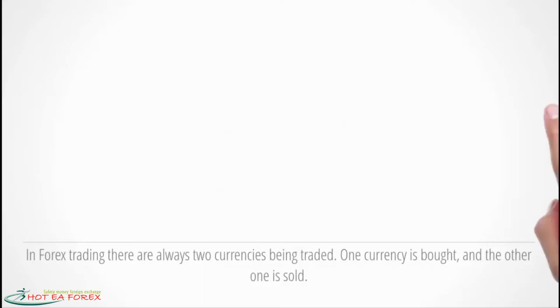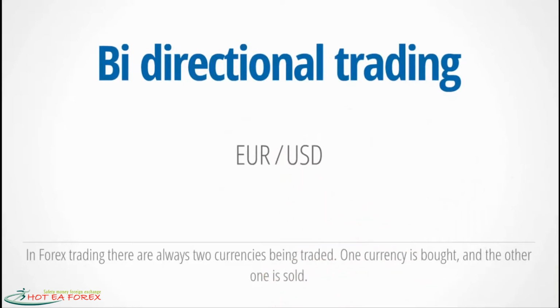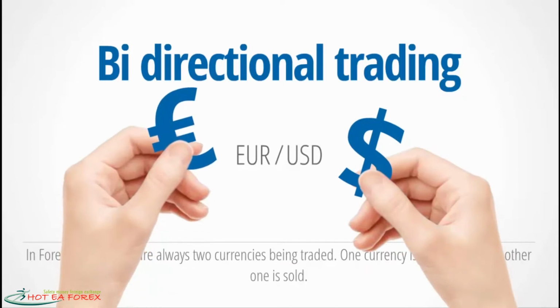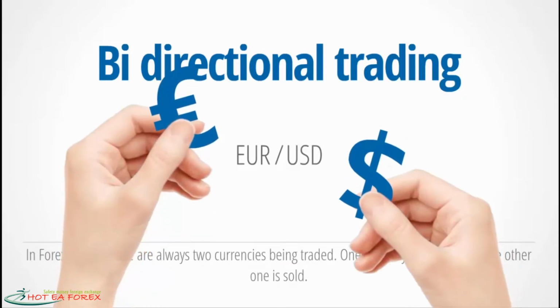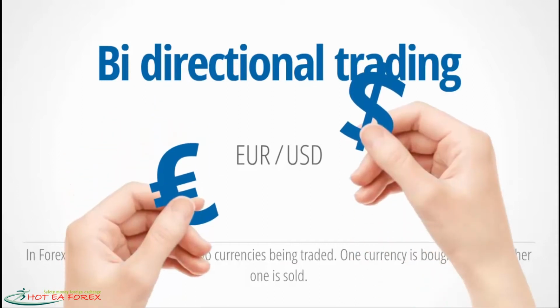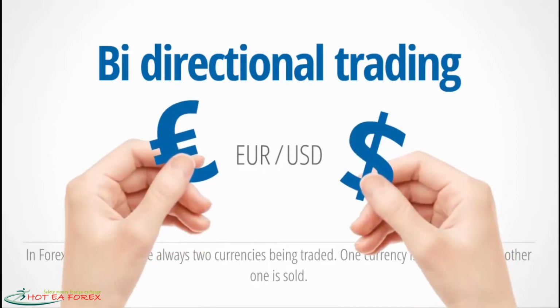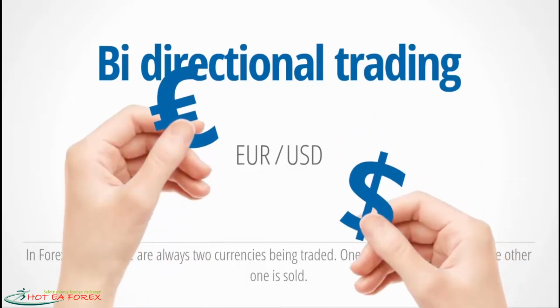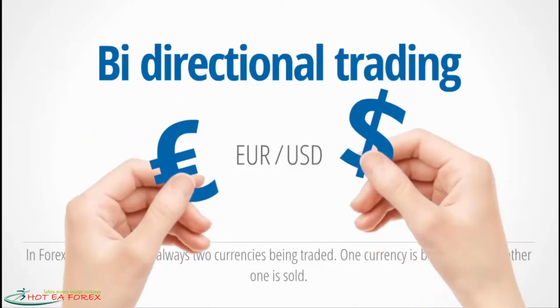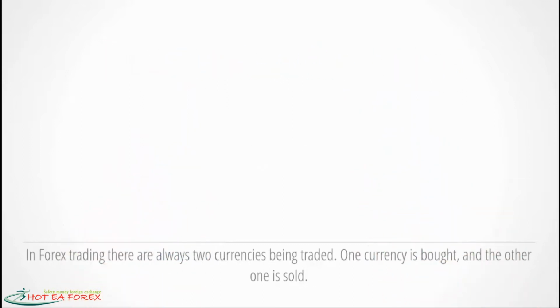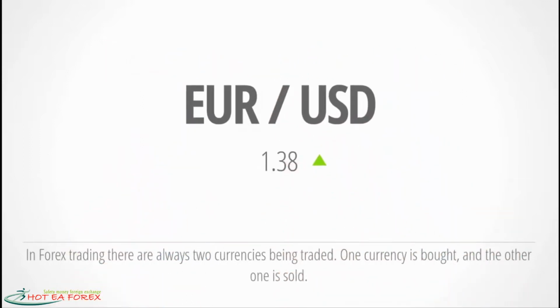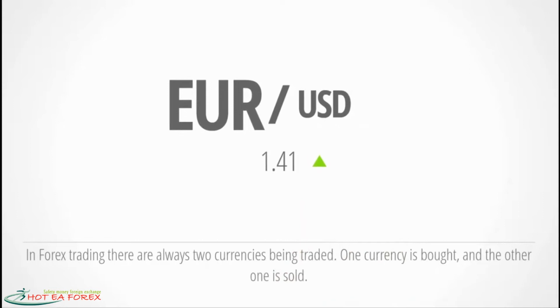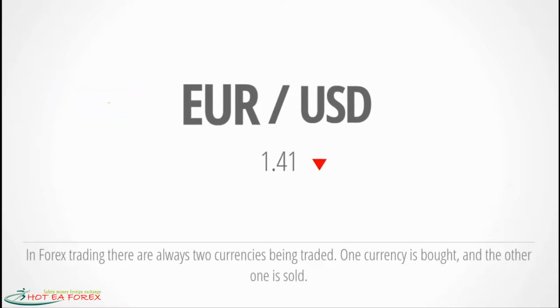In Forex trading, there are always two currencies being traded. One currency is bought and the other is sold. For one currency to rise in value, the other currency must fall in value. As a result, either the base currency or the quote currency will always be rising in value in the Forex market, which means there is always the possibility to profit. If a currency pair is rising in value, then the base currency is strengthening. By buying the pair, you can take advantage of this trend. If a currency pair is falling in value, then the quote currency is strengthening.